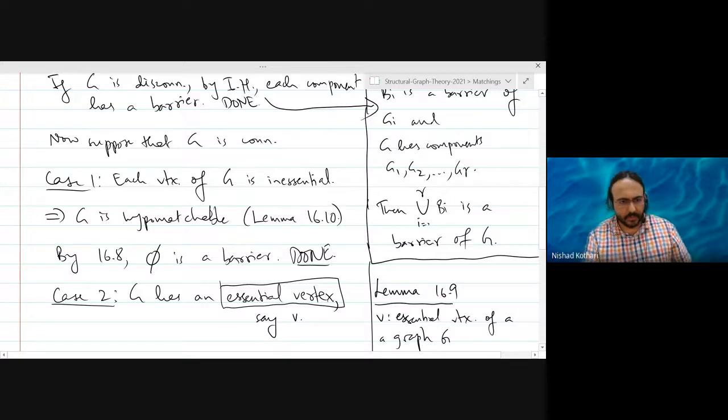Most proofs I know do make use of hypomatchable graphs, or factor critical graphs, as they are also known, as I mentioned somewhere earlier.